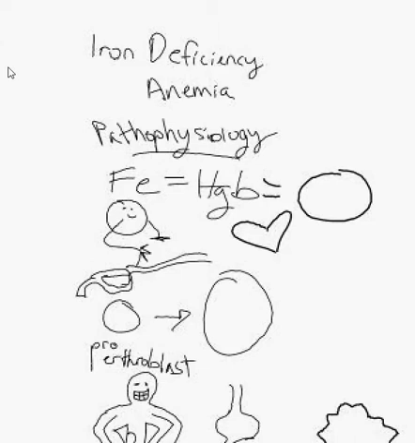Simply, we need iron in order to make hemoglobin, which is carried on our red blood cells. Because hemoglobin is the transport molecule for oxygen, and here's our hemoglobin carrying oxygen to our tissues. Iron is essentially a fuel for red blood cell production because it's such an essential piece of the hemoglobin.